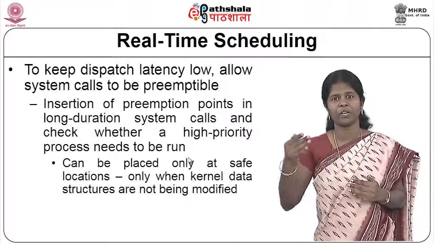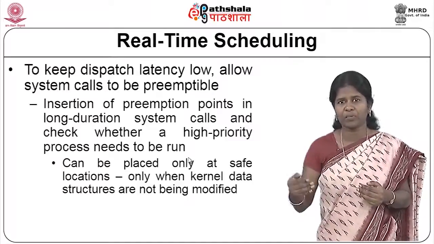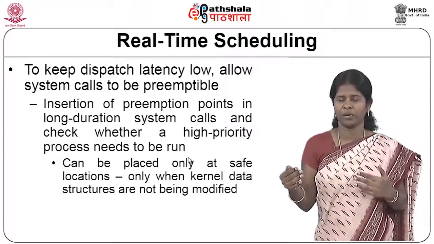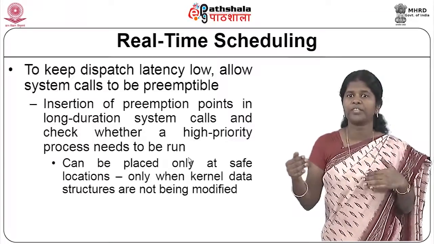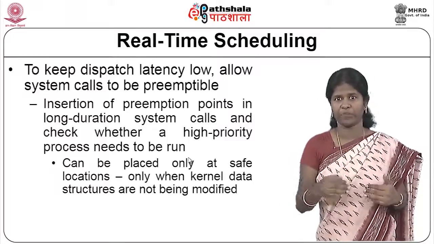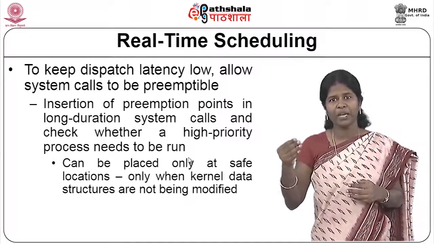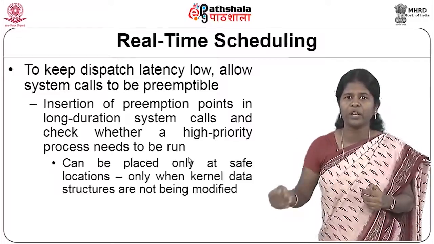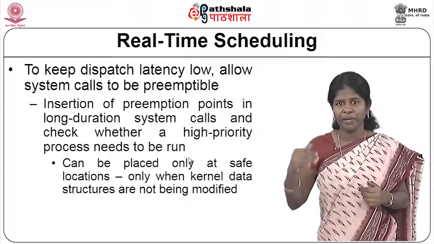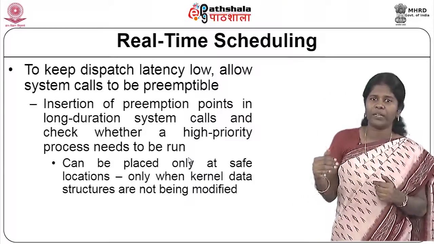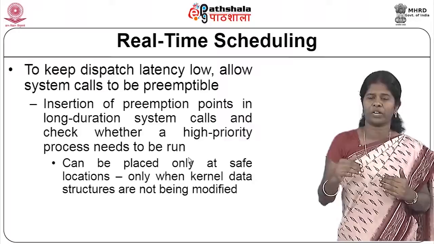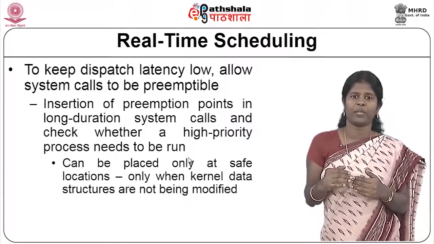Say a low priority process is executing a system call, and the system call is basically executing the kernel's code. While executing the kernel's code, how do you preempt the process? It shouldn't result in inconsistencies of the data structure. So, what is done? Some preemption points are included in long duration system calls. That is, even during the execution of the system call, you have some points in between where the data structures are consistent, and at those points it is possible to preempt the low priority process and the high priority process can be given the CPU.